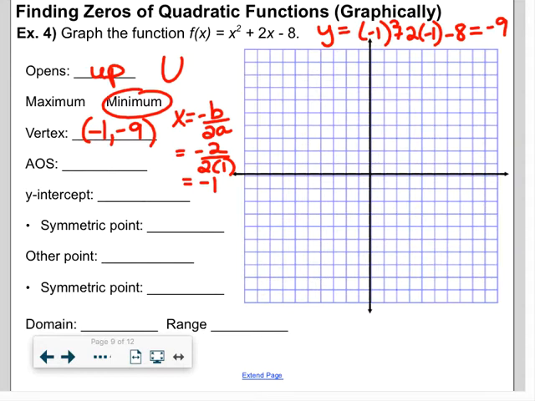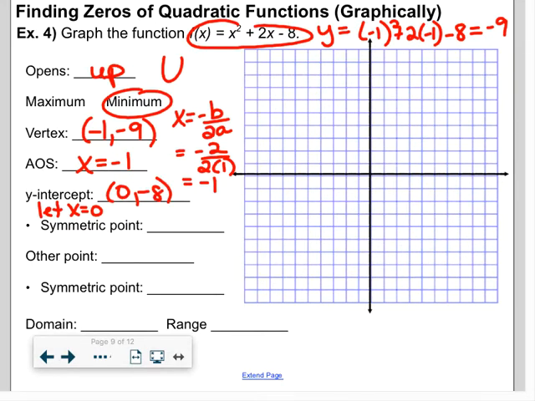This is complete review from 4.1 and 4.2. If you're feeling overwhelmed or lost, you need to pause this. You should go back and look at your 4.1 and 4.2 notes. The axis of symmetry is x equals negative 1. To find a y-intercept, you let x equal 0 in the equation up here. If x is 0, then the y value is negative 8.